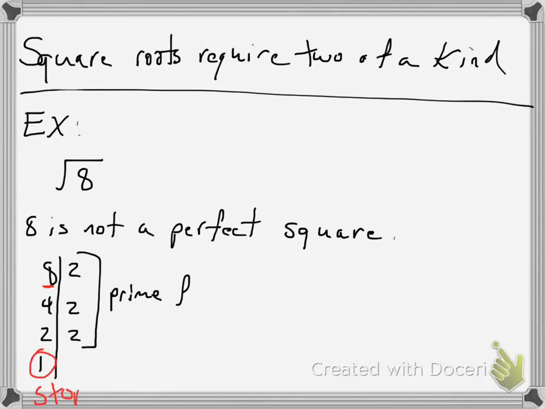Now this is the same thing as doing the prime factorization using the factor tree. 8 is 4 and 2. 4 is 2 and 2. Okay. And the prime factorization is just going to be all the primes there. So we have 8 equals 2 times 2 times 2.